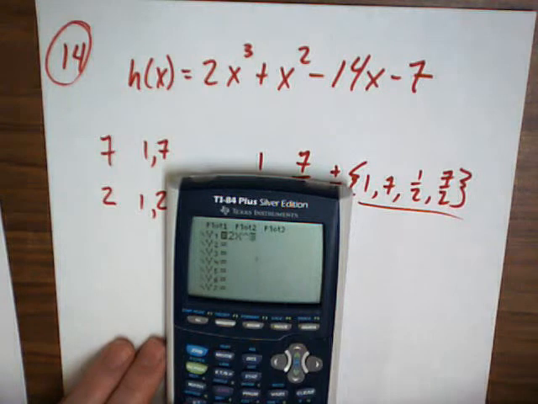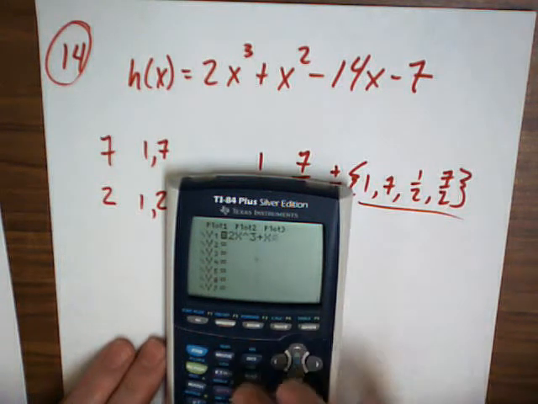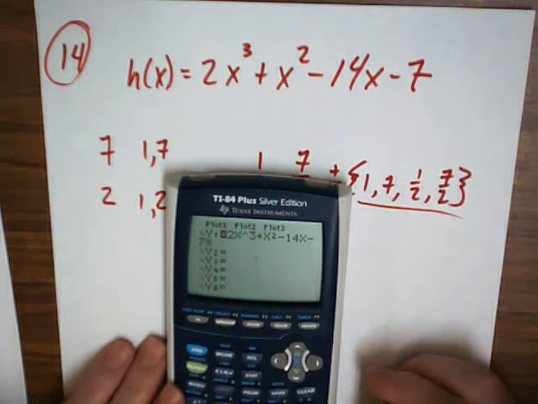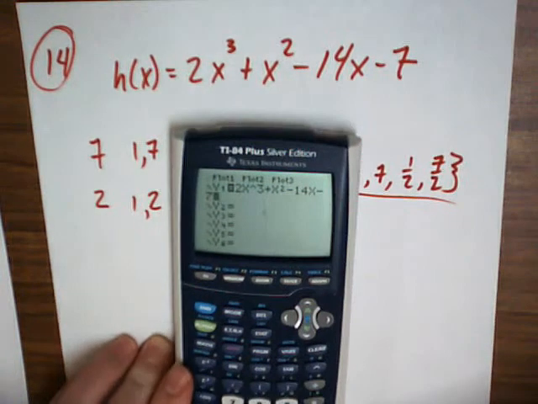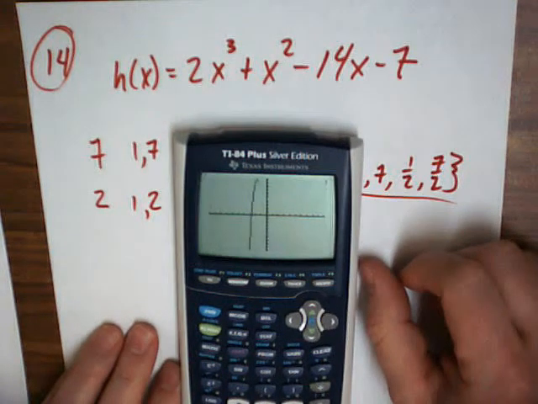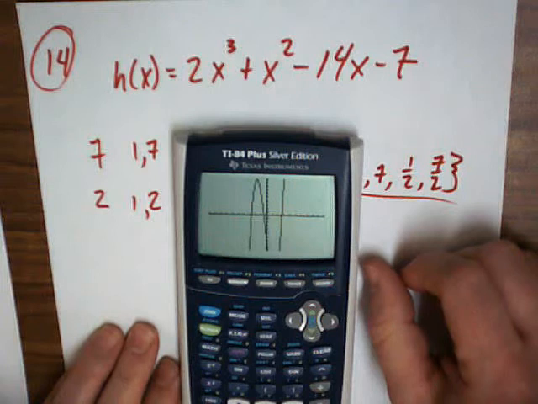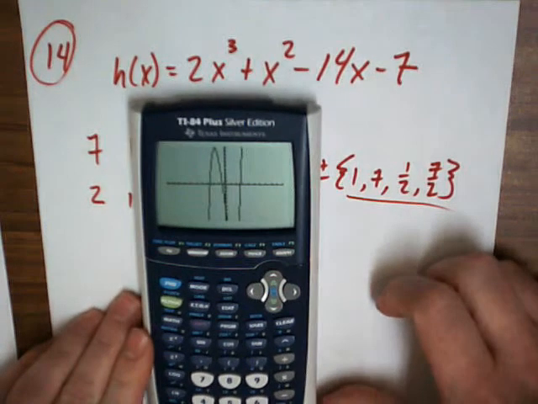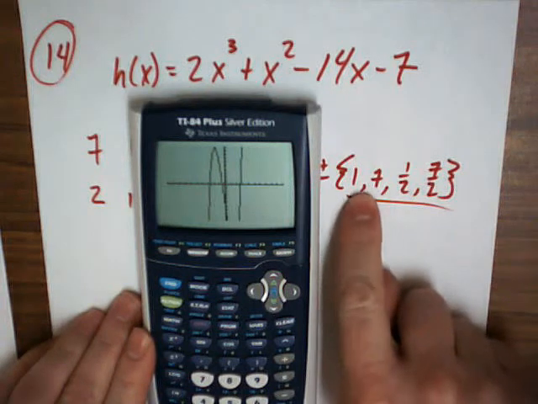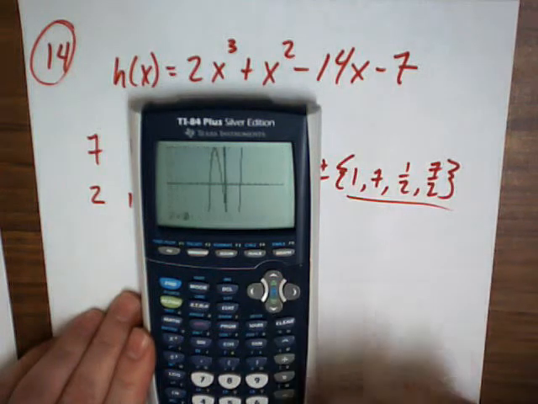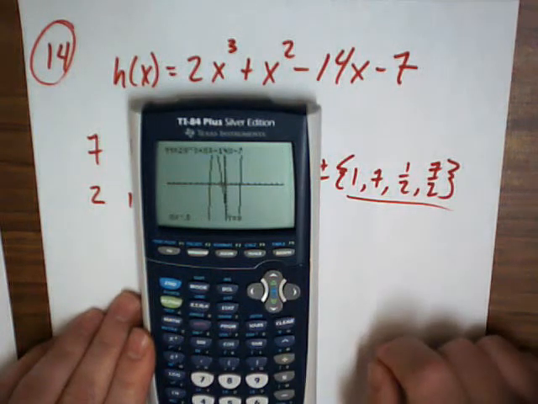2x to the third plus x squared minus 14x minus 7. Put that in, right? I believe so. I see 3. So I want to say that would be a negative 1/2. Second value, negative 1/2. Yeah, negative 1/2.